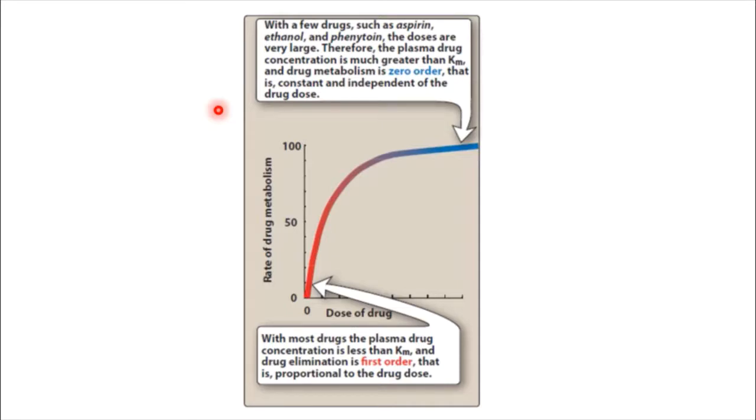By the way, even for these drugs, at initial concentrations where the concentration is very low, the process of metabolism can be described as a first order elimination process, but when we reach higher doses, which is common with these drugs, we will reach a zero order kinetic process.